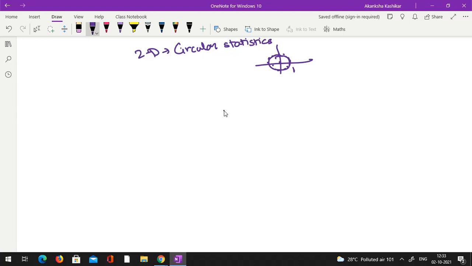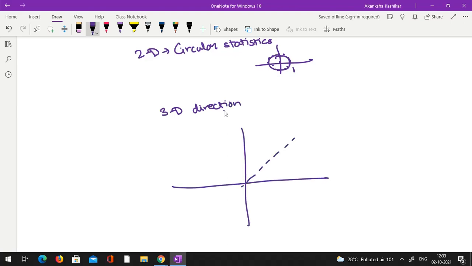If I go now to 3D, and I have to represent a direction in 3D, let me try to draw the coordinate axes. Suppose these are the axes. Then the direction cannot be represented by a single angle. You will have to worry about two angles, let me call them alpha 1 and alpha 2. With the help of those two angles, you can represent a direction, and it can be represented as a point on the surface of a unit sphere.